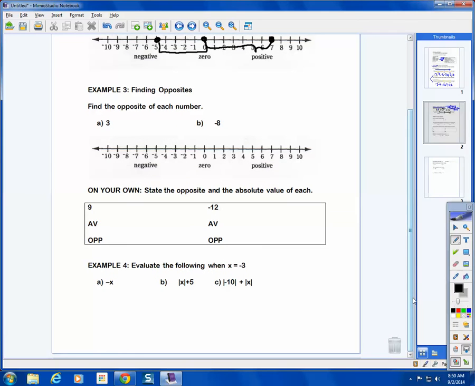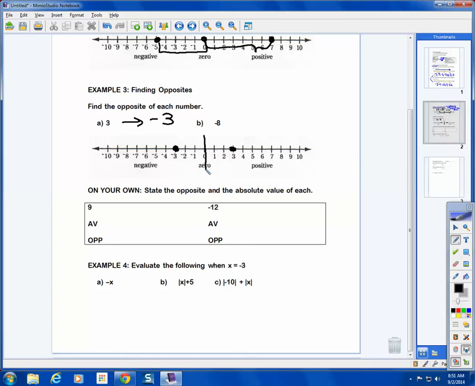Example 3 is about finding opposites. Find the opposite of each number. Opposites, we simply said, do what with the sign? Flip it, right? Opposites just mean that there are two numbers that are the same distance from 0. What's the opposite of 3? It's -3. The first value I plotted was 3, but the opposite was -3. Is 0 right in the middle of those two values? Opposites mean they're the same distance from 0. One's on the left side, one's on the right side. That's all it means.